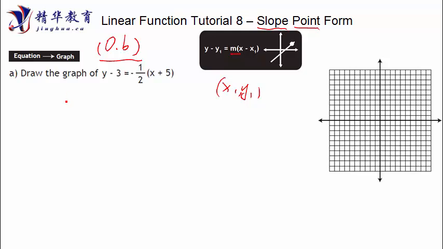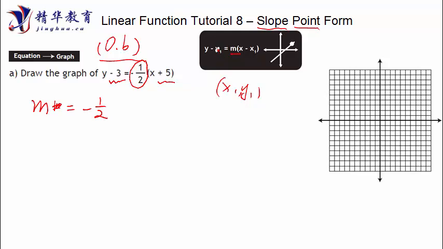Let's see a question here. Draw the graph y minus 3 equals negative half times x plus 5. Let's use the traditional way. Let's find out what the slope is. Slope equals negative half, which is the coefficient of x. What the point is? The point is from this number and this number.